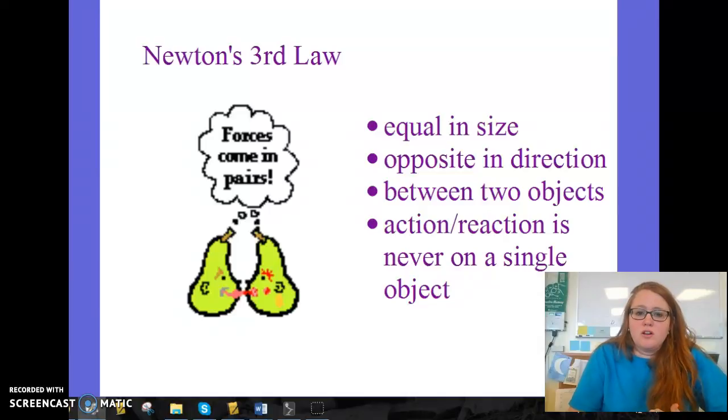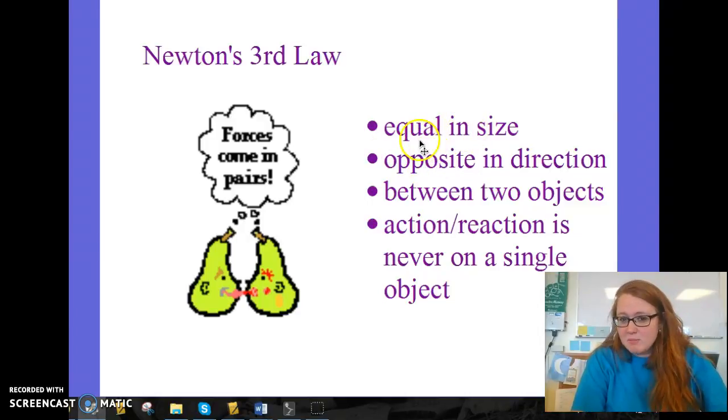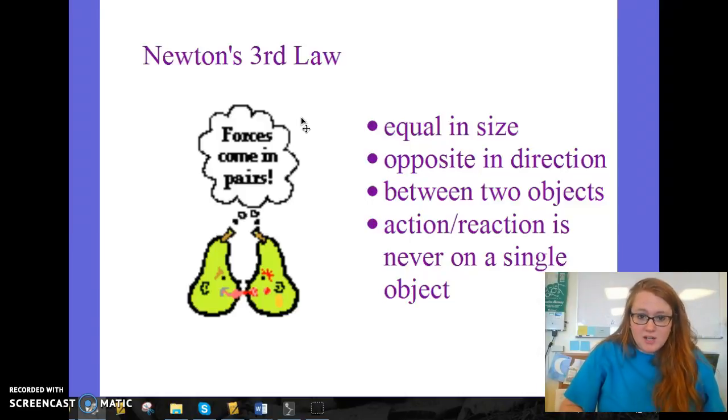First of all, Newton's third law says that forces always act in pairs, meaning if I have a force on one object, there must be another force on another object somewhere else that is equal in size to that force and opposite in direction. Now, it's the same type of force. It's always going to be an interaction. It's an action and reaction between two objects. So, for example, if I push down on the desk right now, the desk pushes back up on me with an equal force.